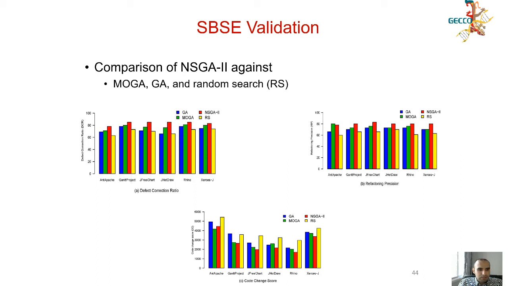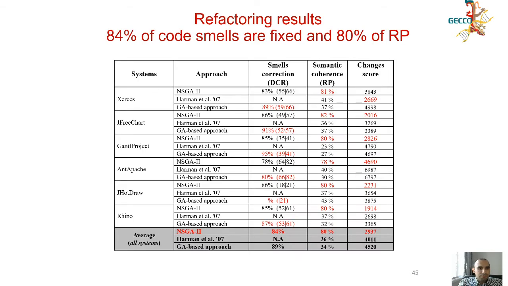Results show that in terms of the three measures, the defects or code smells correction ratio, the refactoring precision, and the code change score, we found that NSGA2 provides almost the best solution in all the software projects that we studied. As for the refactoring results, we found overall for the 6 software systems that our approach based on NSGA2 provides the best trade-off in terms of code smells correction, semantic coherence, and code changes. For example, for the code smells, our approach provides less results than the genetic algorithm-based approach. However, we have better semantic coherence.